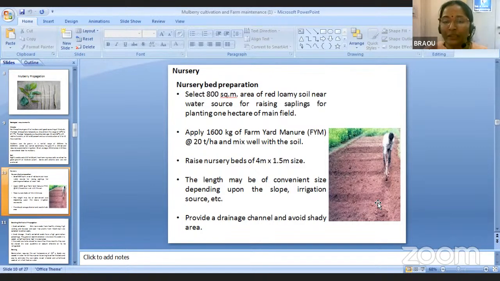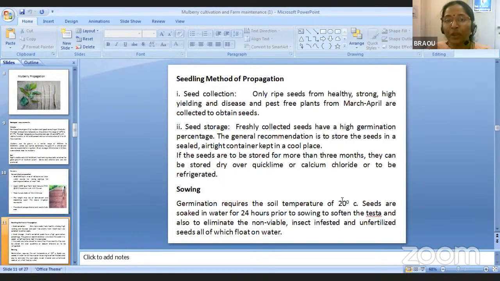That is because they need proper irrigation sources. You need to water them properly. And of course, drainage channels should be there. If there is no proper drainage, then the plants are going to rot and they may die. So they have to have a proper drainage channel, and of course avoid any shady area because they love sunlight. Without sunlight, they're not going to grow.